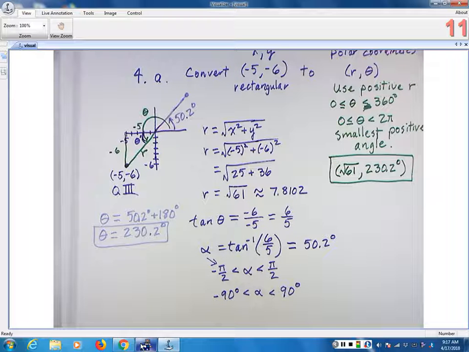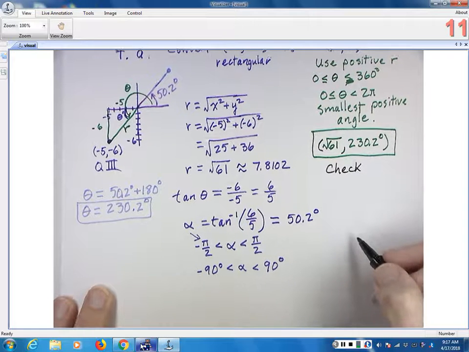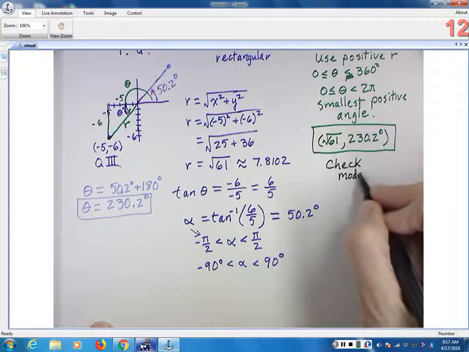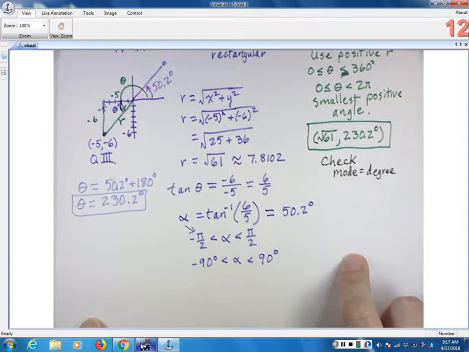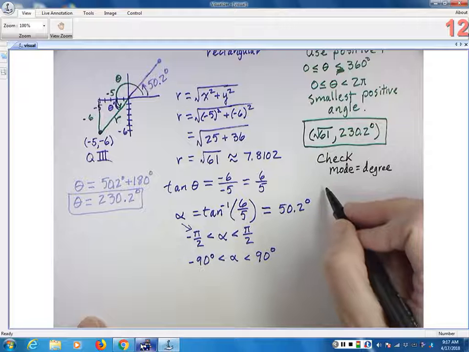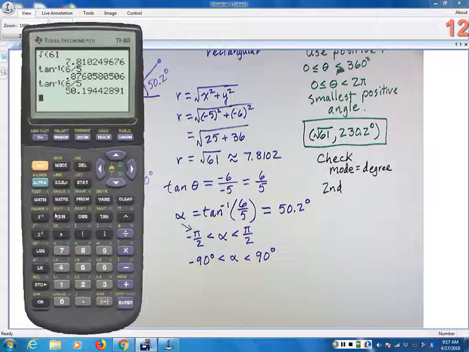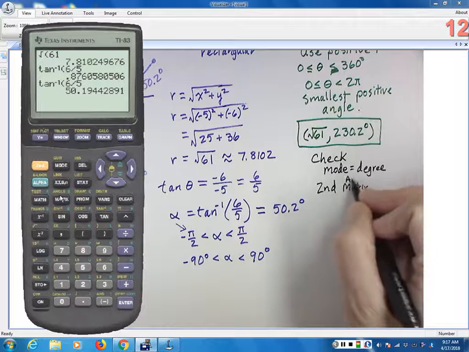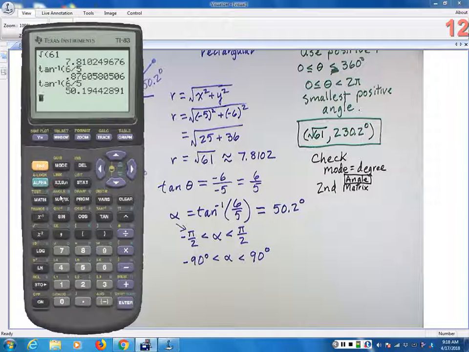Okay, let's check this on our calculator. First off, our mode has to be in degrees. It's already in degrees. Why does the mode have to be in degrees? Because we want that in degrees. Then we're going to do second matrix, which is angle. The key says matrix on it, but in yellow above it, it says angle. That's why we're picking second angle.